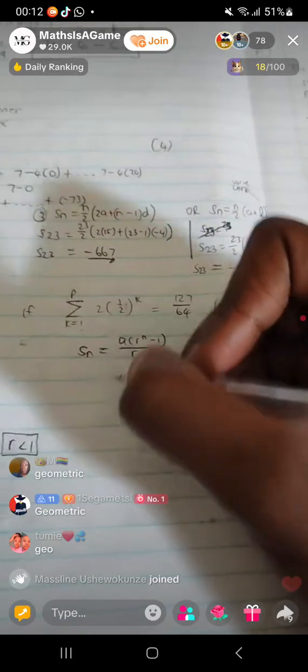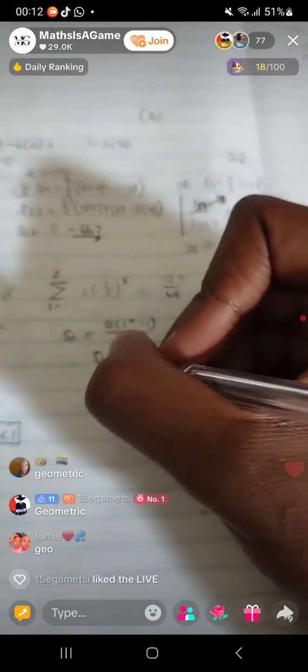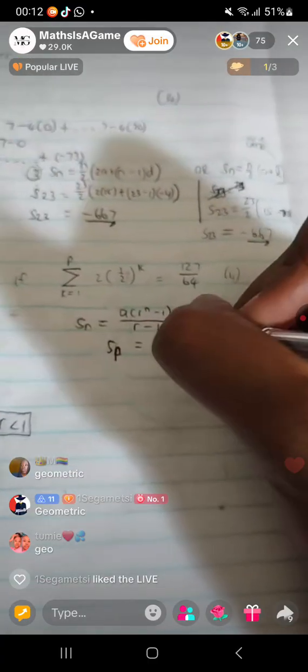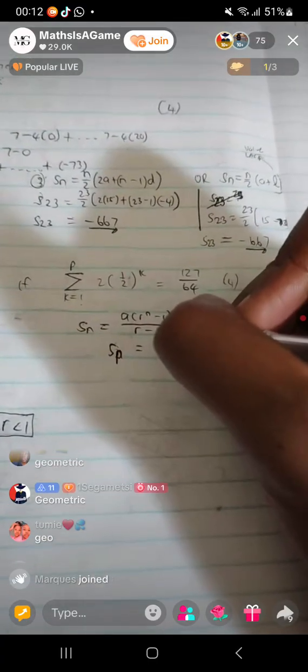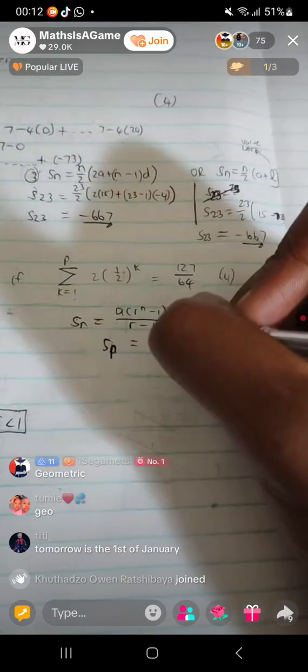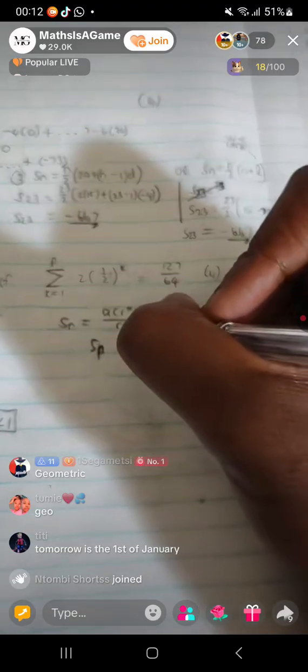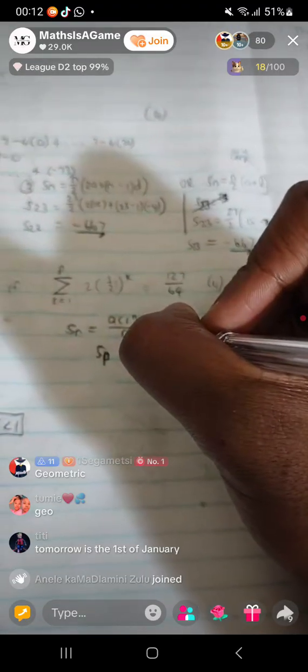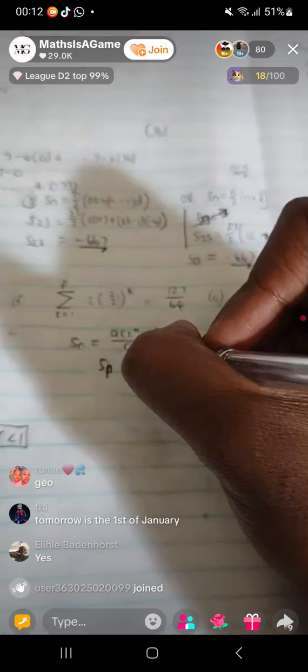Okay, so we know that Sn, or let me say Sp, is going to be equal to, is it Sp? Yes, is equal to 127 over 64.